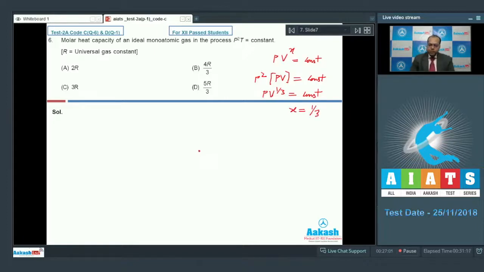In the case of a polytropic process, we can directly write the molar heat capacity of an ideal gas. So C is equal to Cv plus R divided by 1 minus X. The value of Cv is 3R by 2, plus R divided by 1 minus X. On solving, this comes out to be 3R. So option C is the correct answer. So the correct answer for question number 6 is option C. Let's move to question number 7.